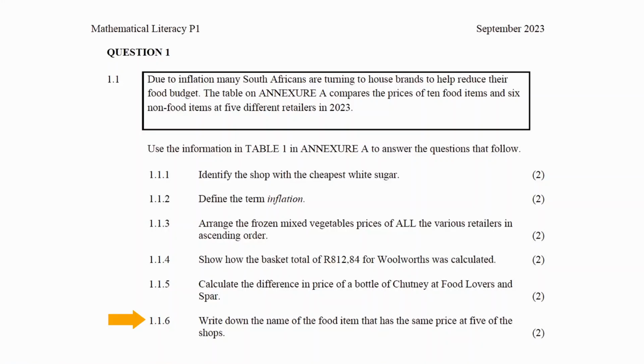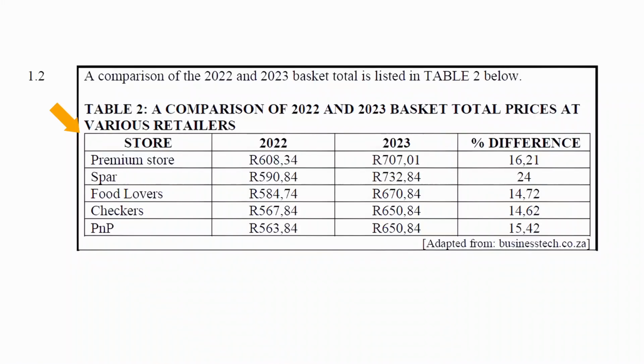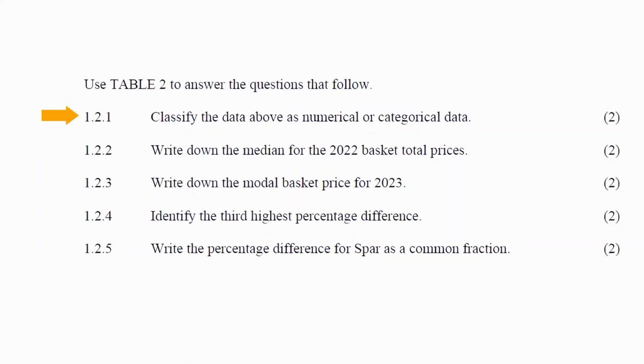In question 1.1.6, you have to write down the name of the food item that has the same price at 5 of the shops. Analyzing the prices for the food items in table 1, we see that the food item that has the same price at 5 of the shops is cabbage. In question 1.2, you are given a comparison of the 2022 and 2023 basket total listed in table 2. We have to use table 2 to answer the questions that follow.